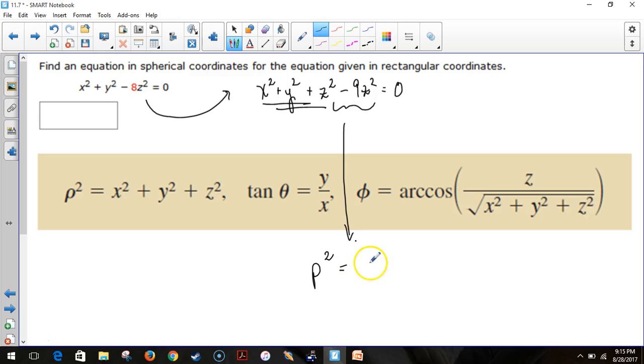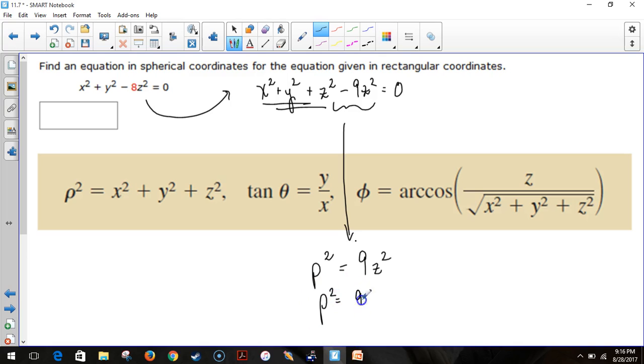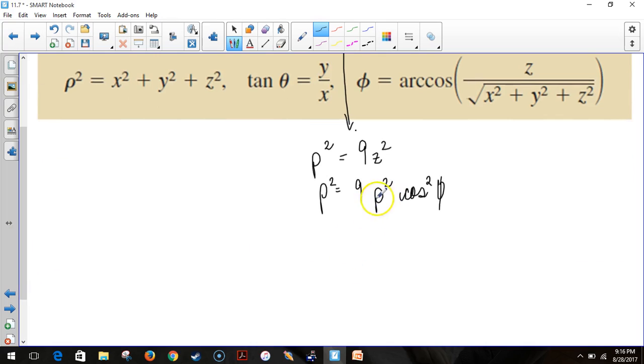And I'm going to move the 9z squared over to the other side. So I have now a positive rho squared, and then I have 9z squared over here. Well, let's see. Z is also known as rho cos of phi. And so z squared would be rho squared cos of phi squared. And then I have multiple rhos here. I can divide those out. So I'll divide both sides by rho squared. So I'll have 1 equal to 9 cosine phi squared. And I can actually move over that 9 too.